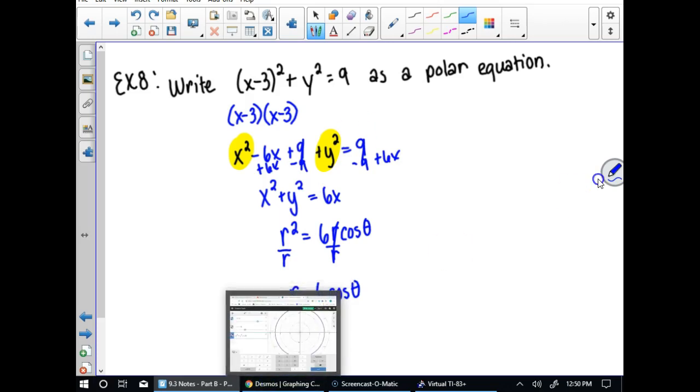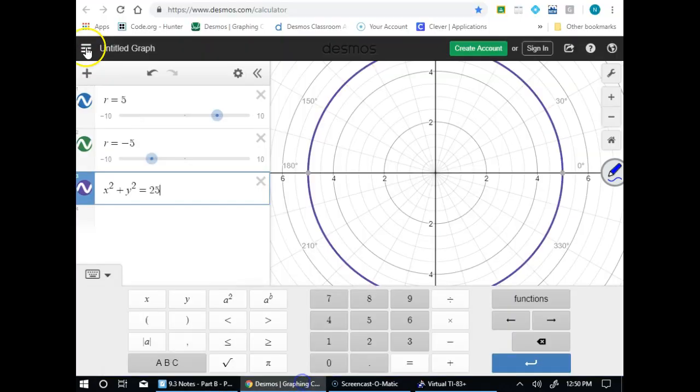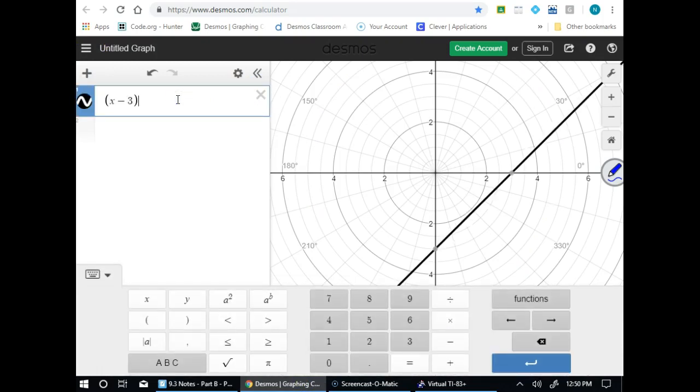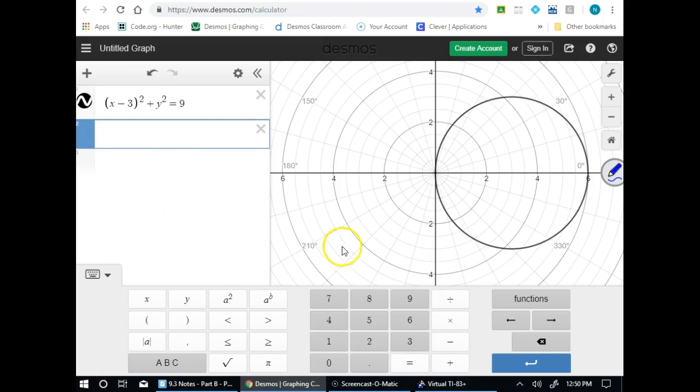And you can always check these because I think these are pretty difficult. So if we check these, if we've got x minus 3 squared plus y squared, what did it equal? 9. Okay, that gives you the circle here. And then we've got r equals 6 cosine theta. We see it's the same graph. Okay, questions?